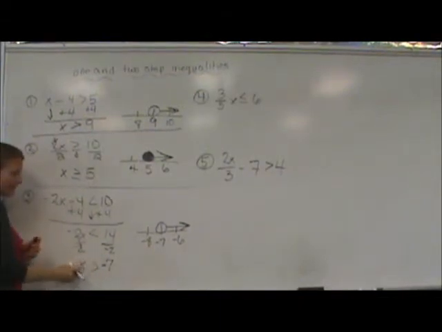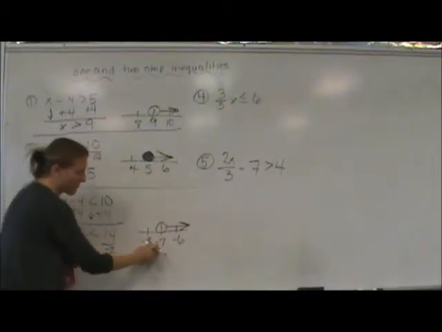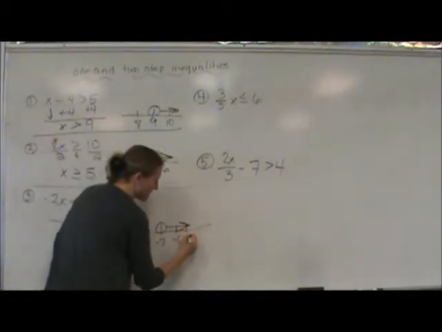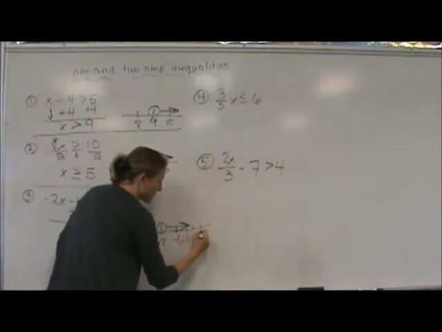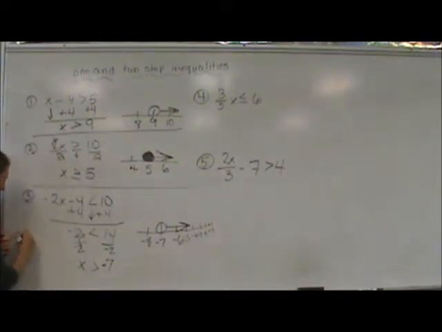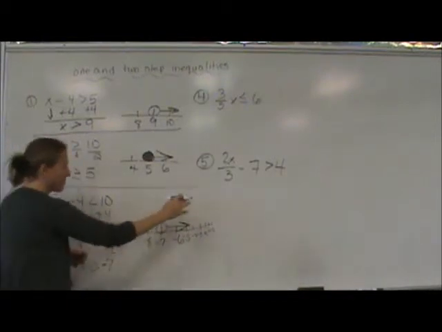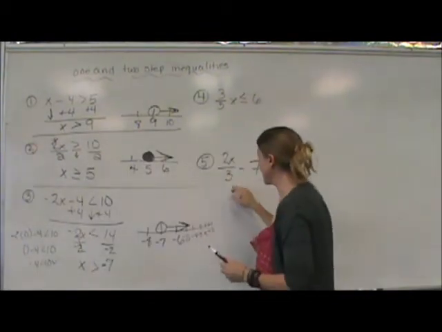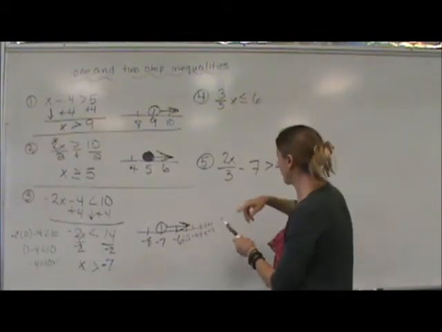In this case, if I continue my number line, I would have negative 5, negative 4, negative 3, negative 2, negative 1, 0. Take 0 and see if I'm right. Negative 2 times 0 minus 4 is less than 10. I'm going to go back to the original problem. 0 minus 4 is less than 10. 0 minus 4 is negative 4. It is less than 10. So I am right. When you're checking, try to pick a number that is easier to work with.